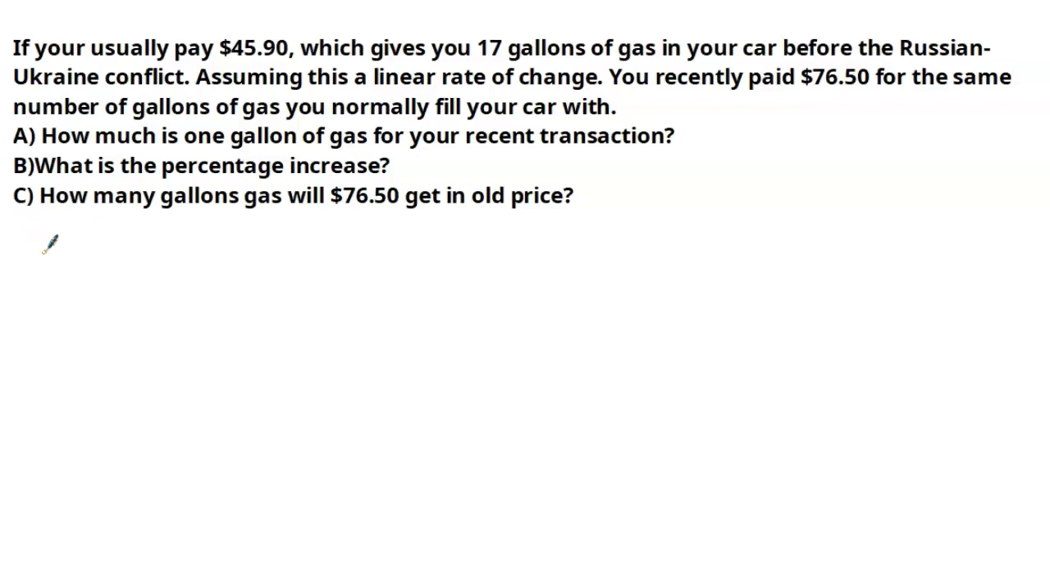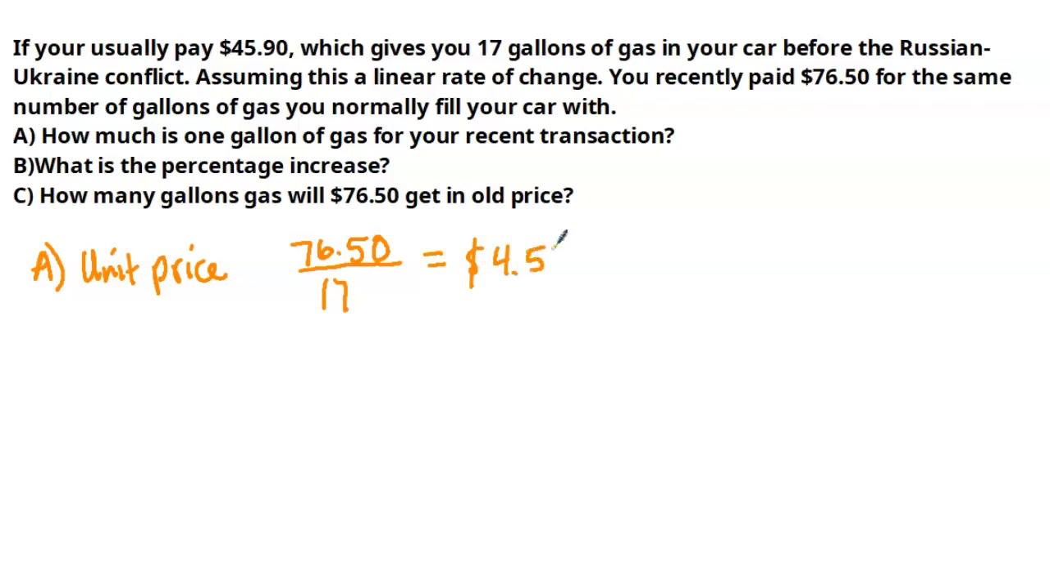So as we are answering part A, for us to get the unit price, meaning for 1 gallon, we need to know the total cost. The total cost here was $76.50, and then we have to know how many gallons they gave us. According to the question, it is the same amount as before, which is 17. We divide and it gives us $4.50. So this is how much it is costing you right now. Now we move on to question B.